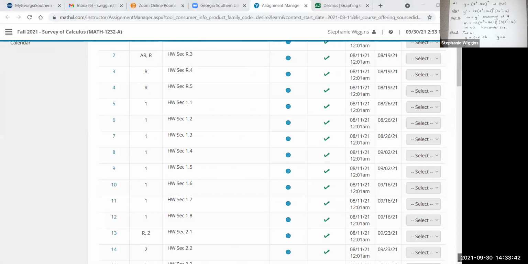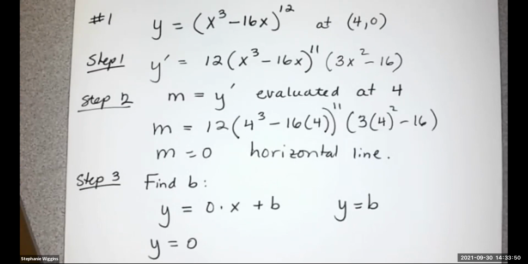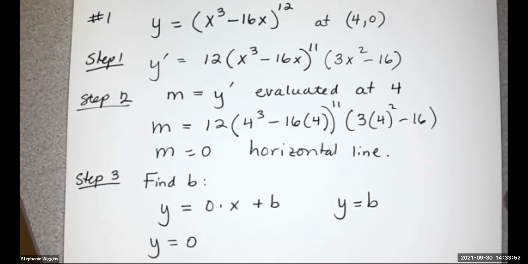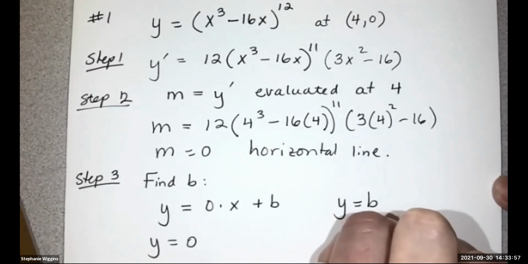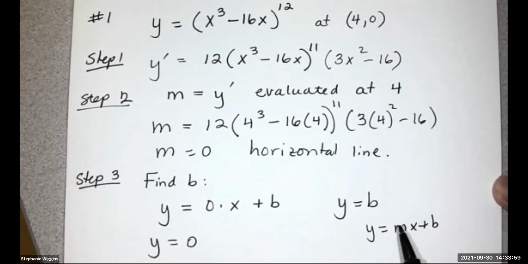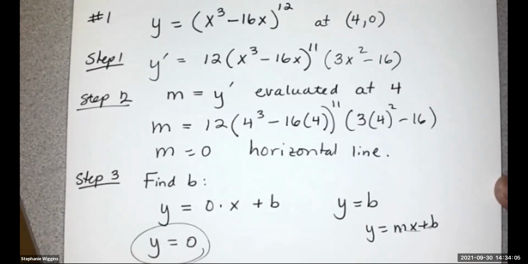Okay, just a second here. All right, so y equals mx plus b is generally what you're going to use, and in this case, b is 0 and m is 0. So what we get, y equals 0.